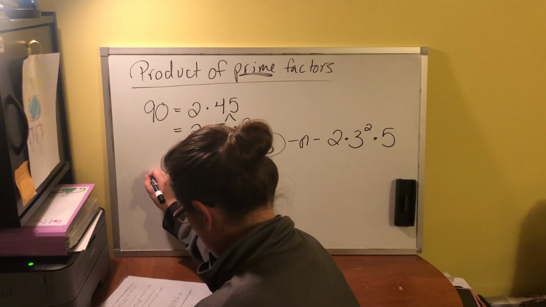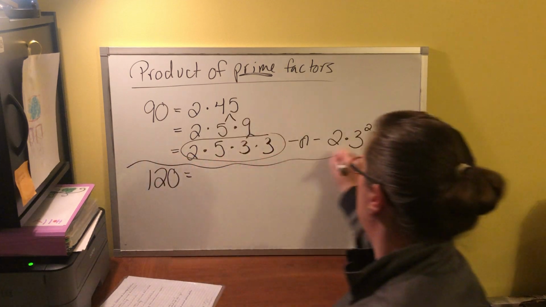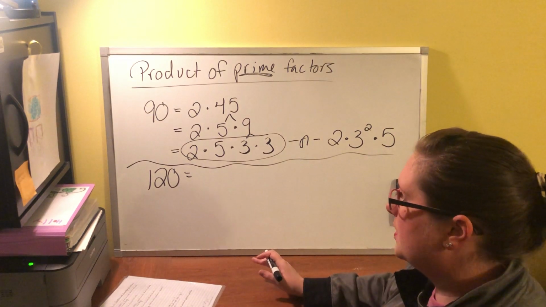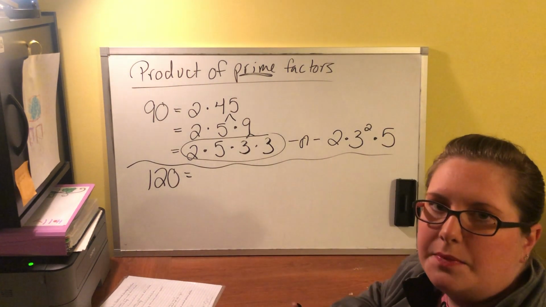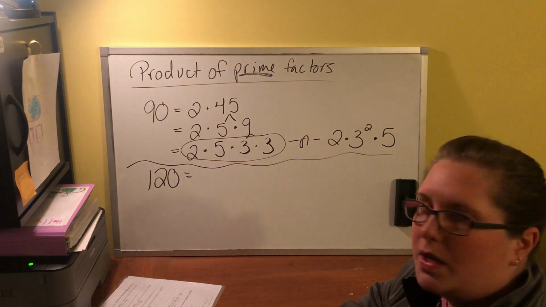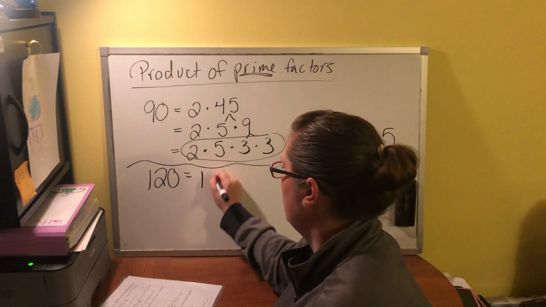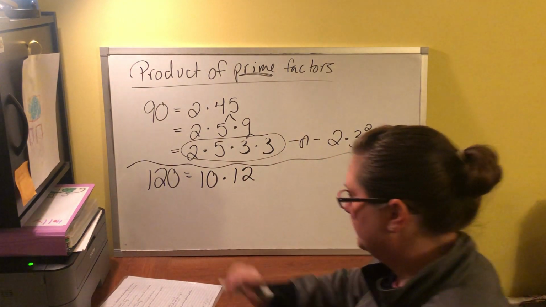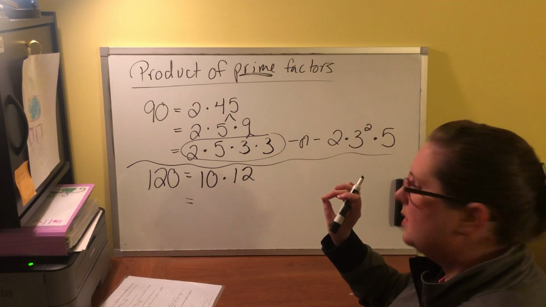Let's do 120. Okay, let's do a large one. So let's say we're not sure where to start, but I look at that number and I know, hey, that's divisible by 10. Okay, so I want any two numbers that multiply together to give me 120. And I want to do 10 and 12. Okay, so now we're going to analyze each number.